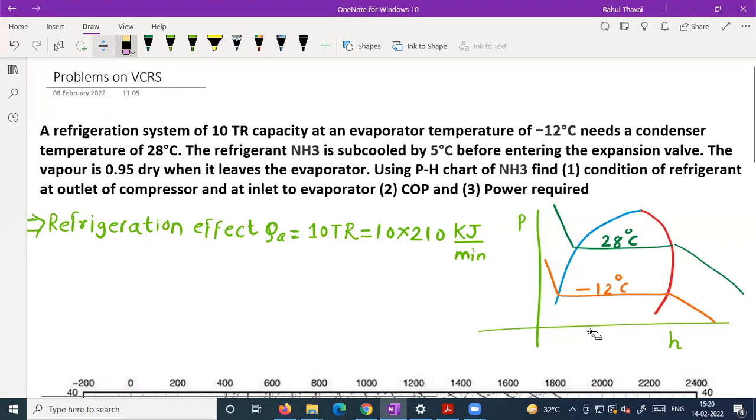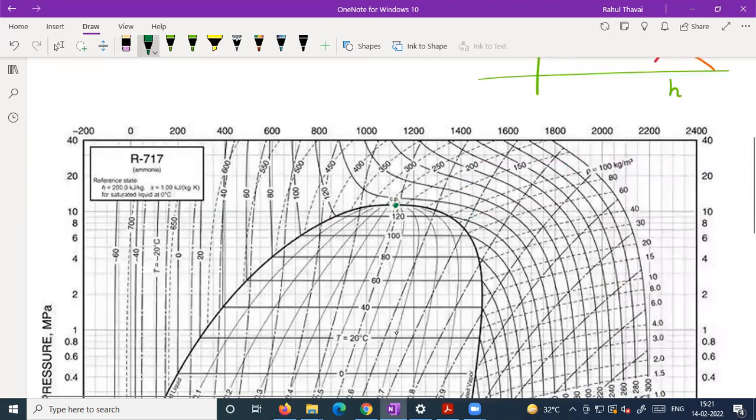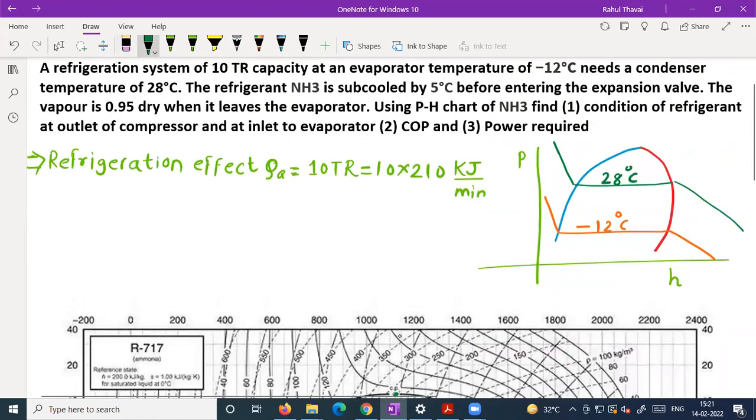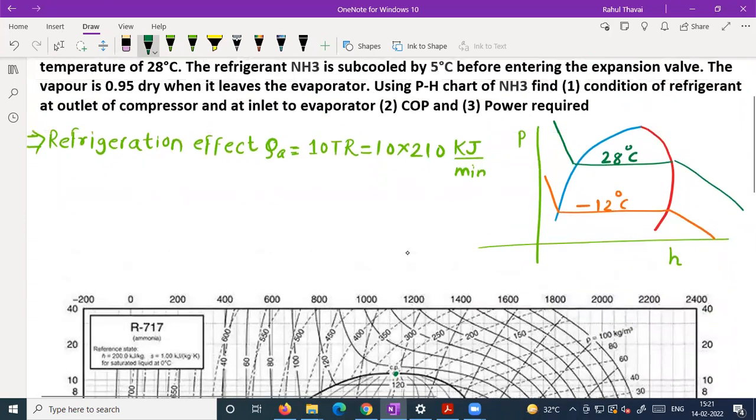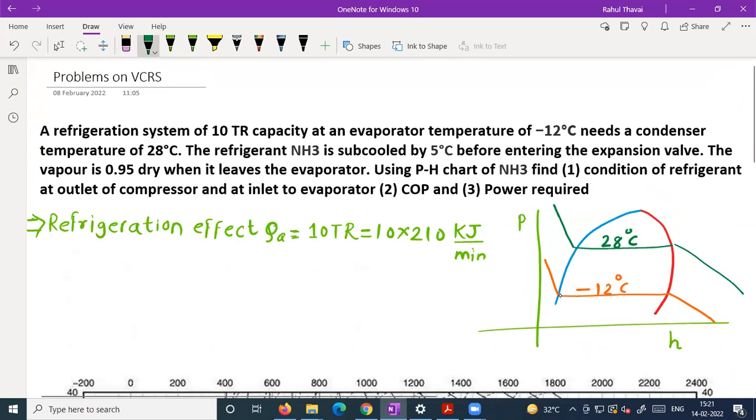So on this line, temperature is 28, that is basically the condenser temperature. And here we have minus 12 degrees Celsius. You can see that. As you move from left hand side towards right hand side, obviously the temperature will go on increasing. Here the temperature is minus 12. Here it is greater than minus 12. Further, it is greater than minus 12, and further it will go till 28 like that.